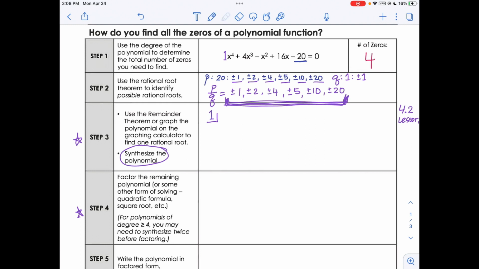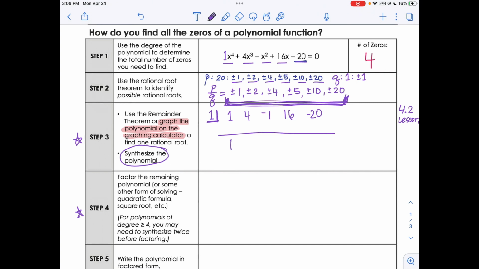Another way that we can figure out where the whole number roots might be, so it makes the dividing easier, is by graphing the polynomial on your graphing calculator. Then you can see where your whole number 0 values are, and then you can use that whole number as your divisor for the synthetic division. So my coefficients of the polynomial are in standard form already, and it's in degree order. So we are going to go ahead and start with 1, 4, negative 1, 16, and negative 20.